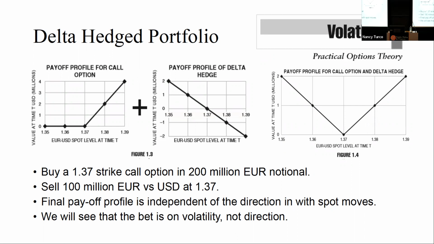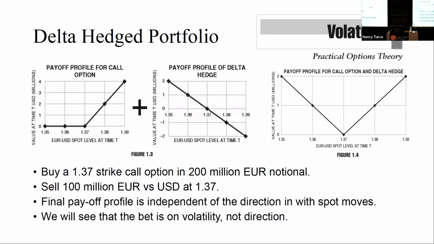Let's try and do this, right? I buy, in this case, a 200 million euro payout of the call option. And then I sell 100 million euros of spot in the market at the same rate. So the spot is trading at 137, and I sell the spot euros. Now you can see that this is the payout for a spot trade. If spot goes up, I'm losing money, because it's a sold spot. If spot goes down, I'm making money. So I put these two things together, and what do I get?